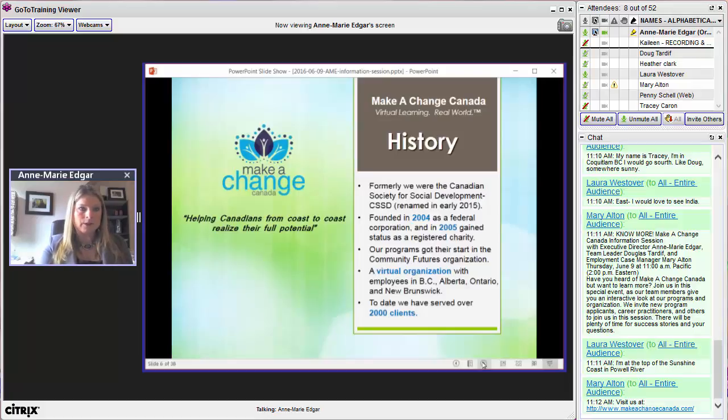Interestingly, the organization started as a part of the Community Futures organization, so we really have an entrepreneurial root and a firm basis in the organization. There are these sorts of Community Futures organizations all across Canada. In New Brunswick, in the Maritimes, and Ontario, they're typically called community business development organizations, but it's the same sort of idea. They're economic development organizations. We're a virtual organization with employees in BC, Alberta, Ontario, and New Brunswick. And to date, we have served over 2,000 clients.